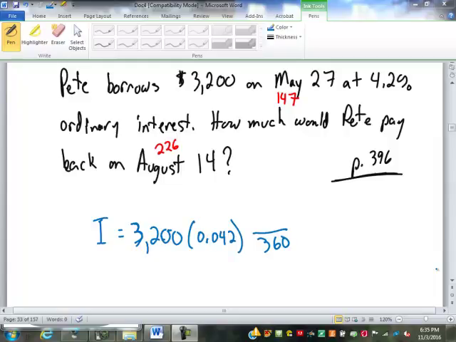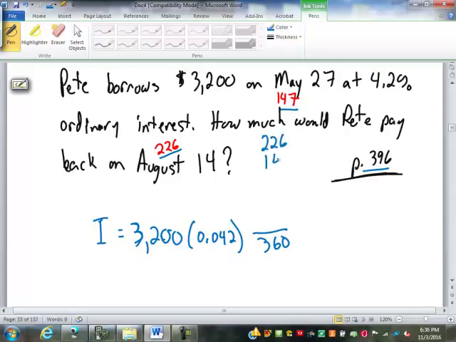Okay, so for this one, I referred you to the table on page 396. And where that comes in useful is for counting our days. We started on May 27th and went to August 14th. We look up in that table, May 27th is the 147th day of the year. August 14th is the 226th day of the year.